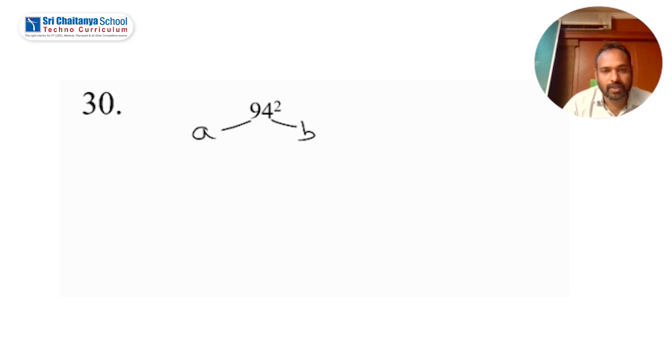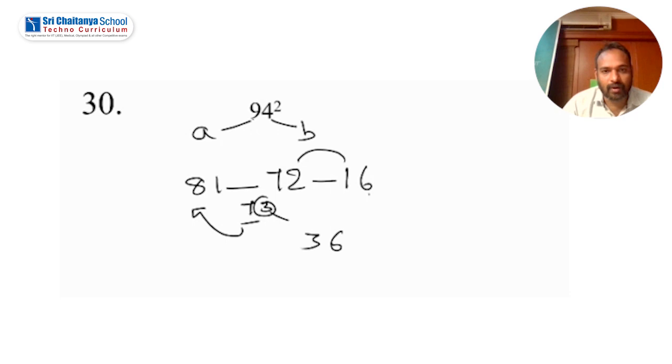94 square. In 94 square, A value is 9, B value is 4. A square is how much? 81. Then 2AB, 2 into 9, 18. 18 into 4, 72. Then B square means 4 square, 16. Now do the balancing. Drop 6 here, carry forward 1. 72 plus 1 is how much? 73. Drop 3 here and carry forward 7. 81 plus 7 is how much? 88. So the answer is 8836.